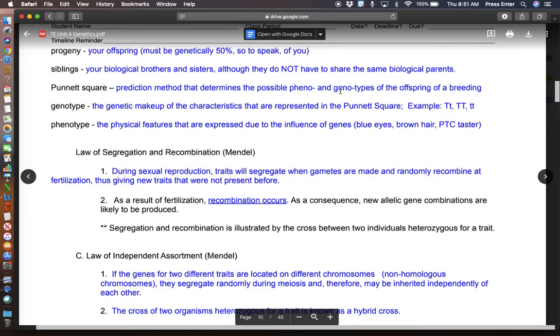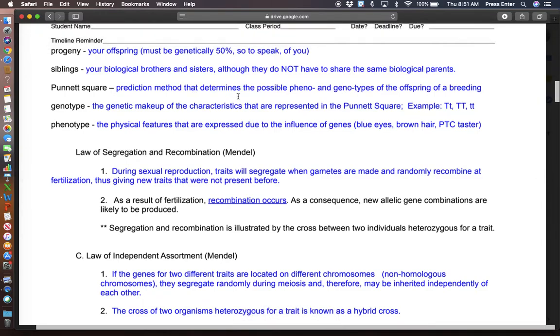Punnett squares, you've got to know and love them, you know that. Those are the prediction method that Reginald Crundle Punnett came up with, and I think you have that in your notes already. Phenotype, physical features, physical features. I can't say that enough. Phenotype will be what you actually see when you look at someone.